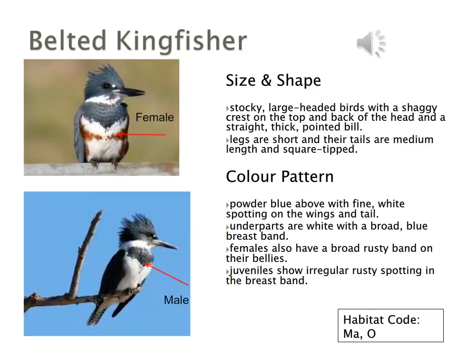The belted kingfisher is a stocky, large-headed bird, with a very shaggy crest on the top of the head and a very thick, pointed bill. They can often be found along lakesides and riversides where they're actively hunting for fish.